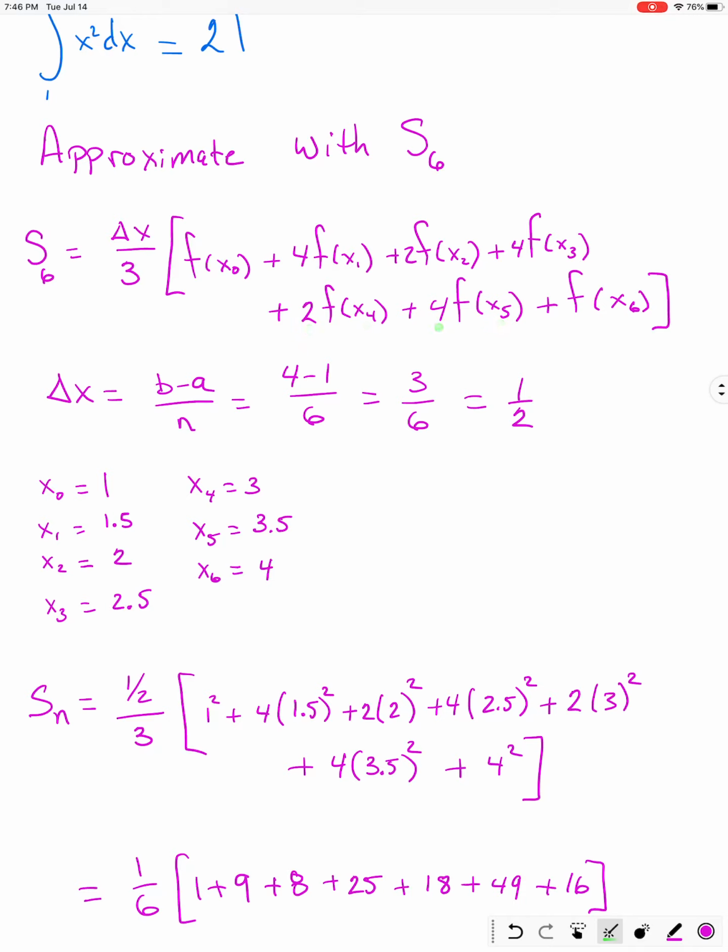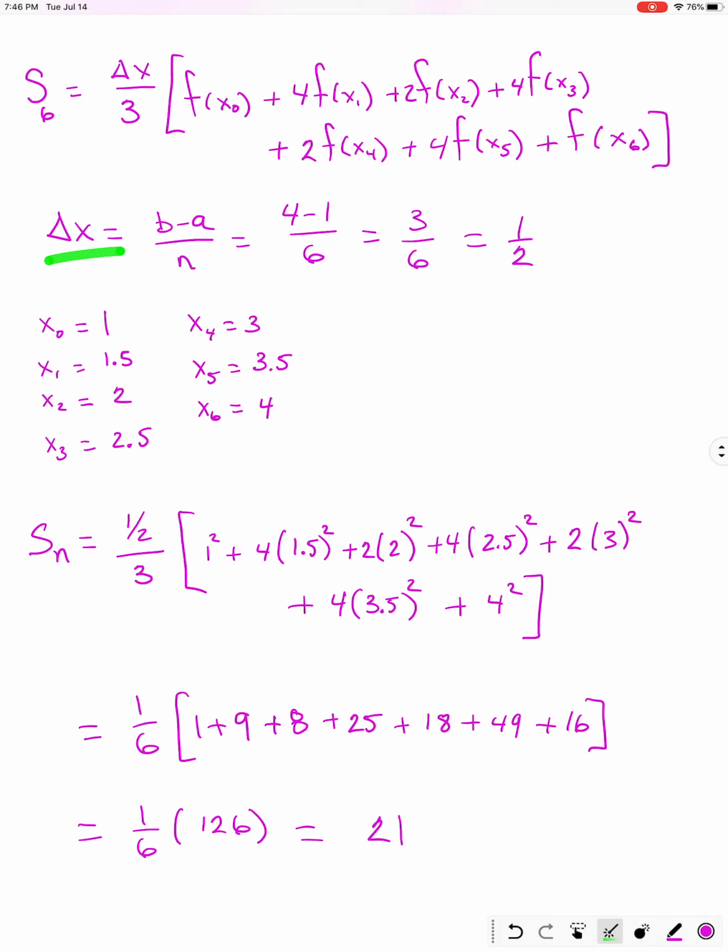The first thing I found, after I wrote out what it would be in this particular case, is delta x. So b minus a divided by n is 4 minus 1 divided by 6, or 3 over 6, which is the same as a half. Then how do I find my points? Well, x sub 0 is the first one, and then for x1, I just move over by delta x, a half, so that's 1.5.